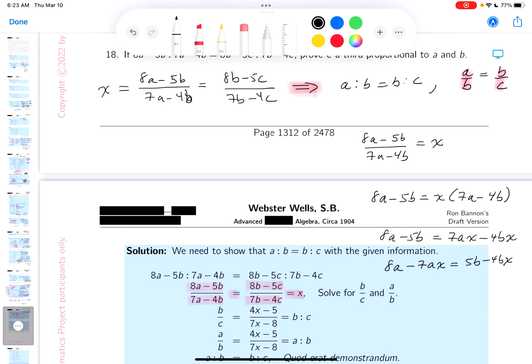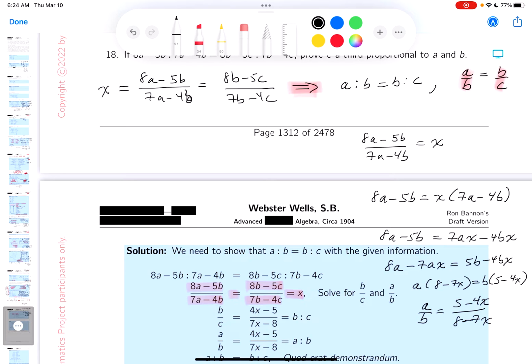All right? I'm going to factor out an a in this one. And what are you going to get? 8 minus 7x. And I'm going to factor a b out in this one over here. What do you get? 5 minus 4x. And I want to get a over b. So a over b is going to be equal to, let's see, (5 minus 4x) over (8 minus 7x). Now, by the way, this is a milestone now. I got a ratio, all right, of a over b.